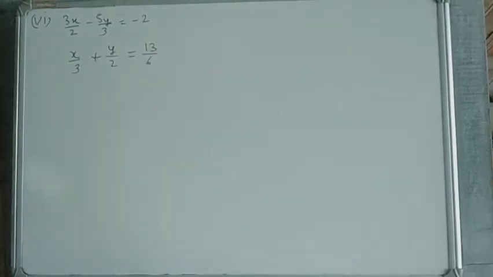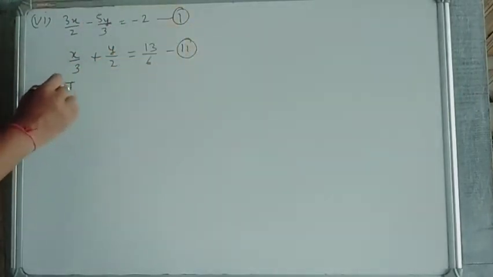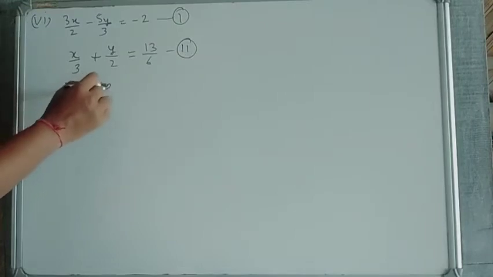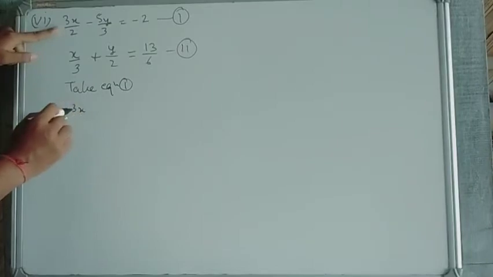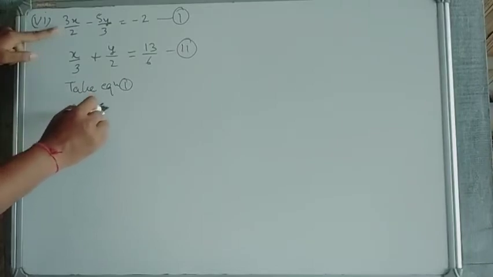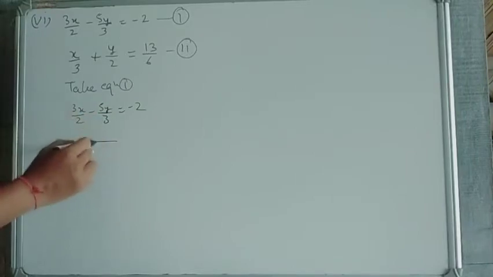So now question number 6, part. Here we will try to simplify it as much as possible. We'll say this is equation number 1, and this is equation number 2. So take equation 1: 3x by 2 minus 5y by 3 equal to minus 2. Take the LCM of 3 and 2, that will be 6.